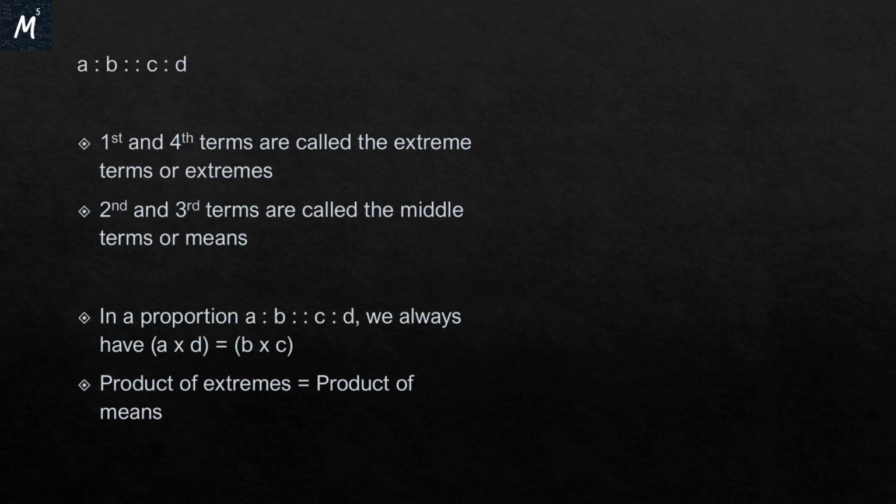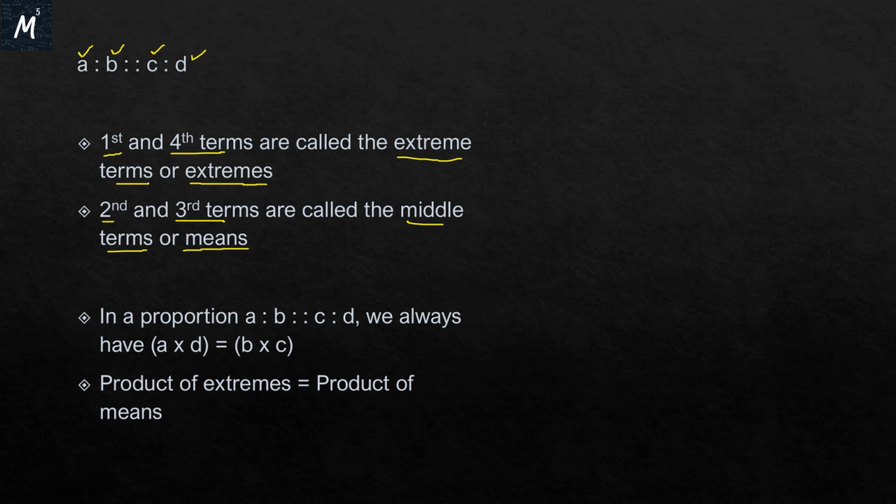So if this is the example, A is to B as C is to D, A is the first term, B is the second term, C is the third term, and D, the last number, is the fourth term. So first and fourth terms are called extreme terms or simply extremes. The middle ones, second and third terms, are called middle terms or means.